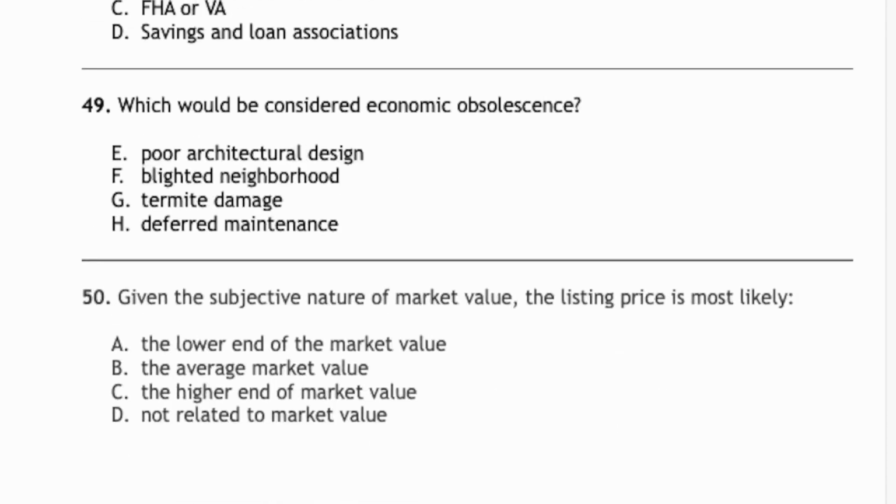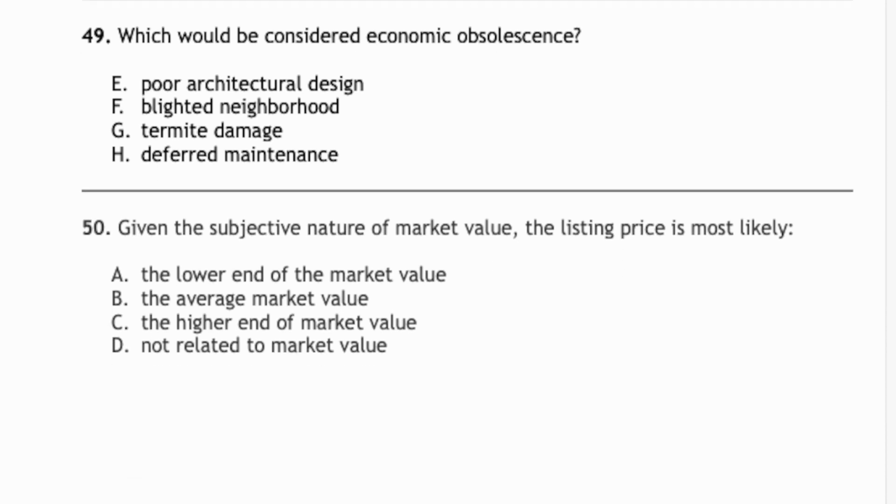49. Which would be considered economic obsolescence? I asked this earlier if this counted, and it looks like it does. E. Well, I don't know why it says E, but whatever. E. Poor architectural design. F. Blighted neighborhood. G. Termite damage. Or H. Deferred maintenance. The answer is blighted neighborhood. I literally asked if that would count as economic obsolescence, and it does. Blighted neighborhood is also the theory of regression. Houses around you suck. It makes your property cheaper or less valuable.